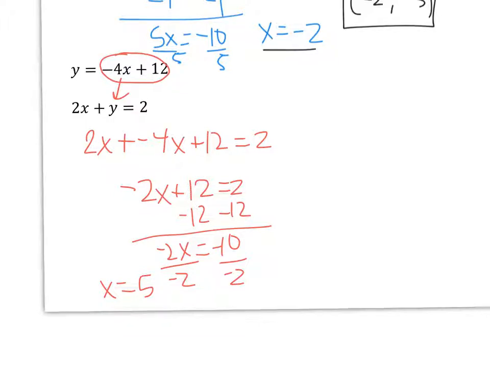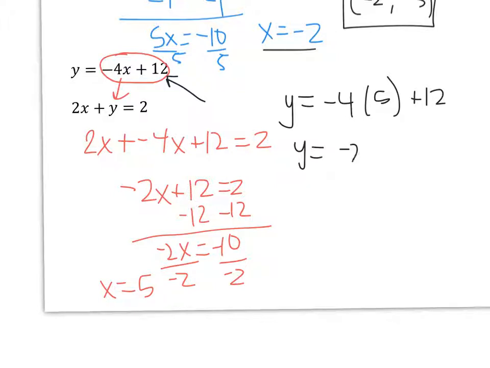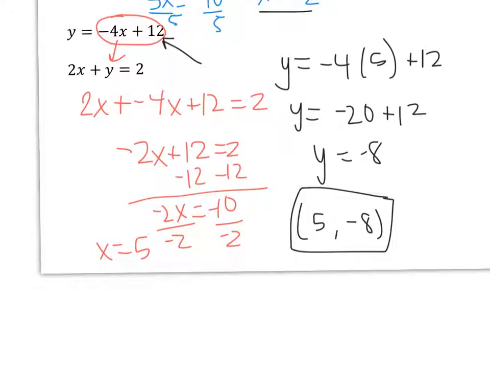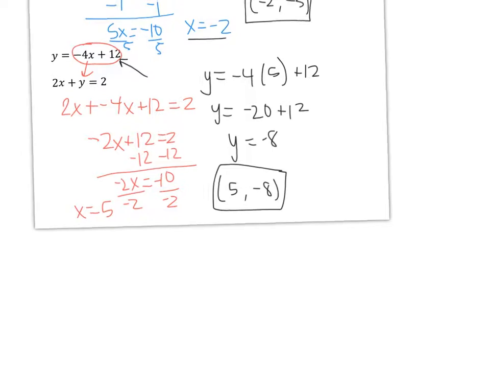Now I'll take that answer and plug it back in either equation. And I usually like to pick the easier of the two equations, which would be this first one. So I have y equals negative 4 times 5 plus 12. And negative 4 times 5 is negative 20. Plus 12 is negative 8. So my final answer, written as an ordered pair, would be 5 comma negative 8. And again, I could plug that back into both equations to make sure that it satisfies them. So I'll go ahead and do that right now just to show you that it will work.